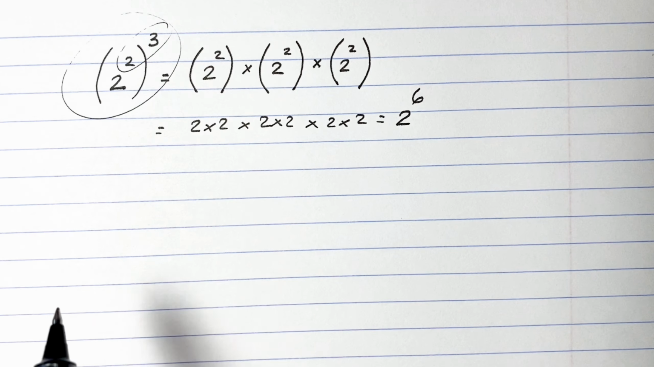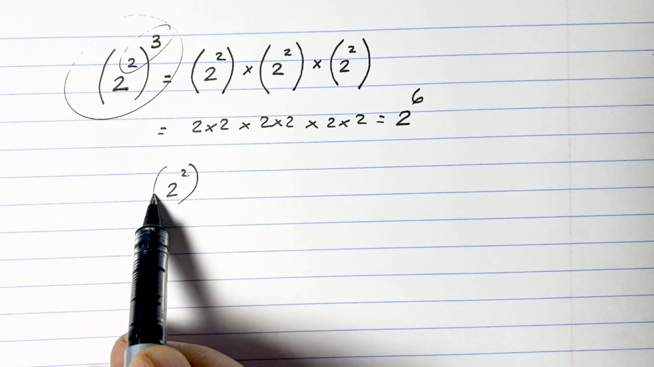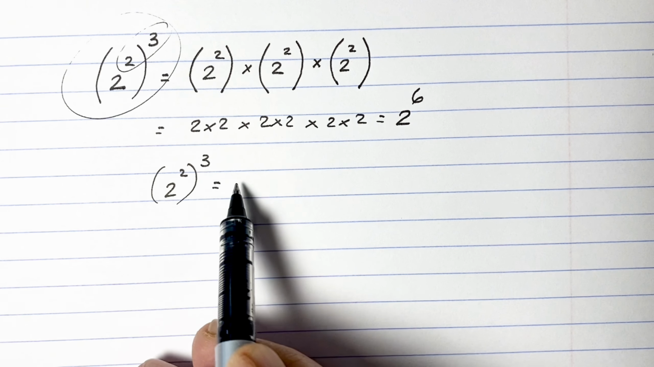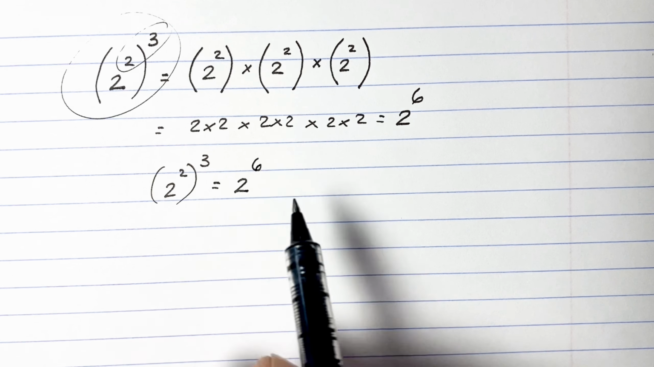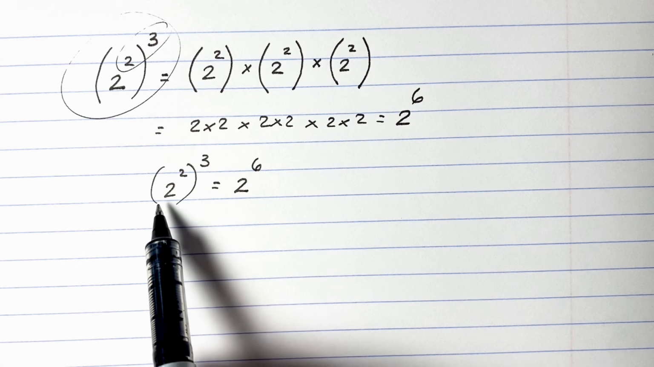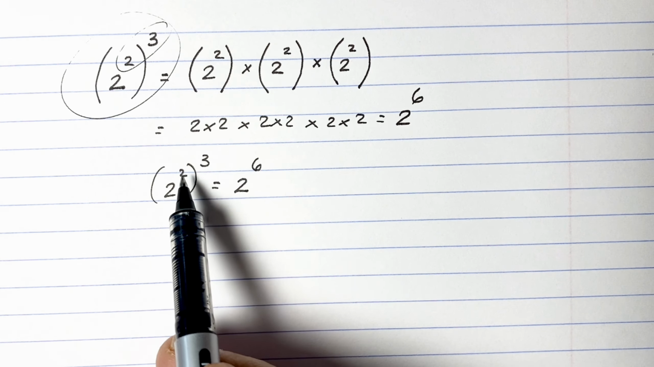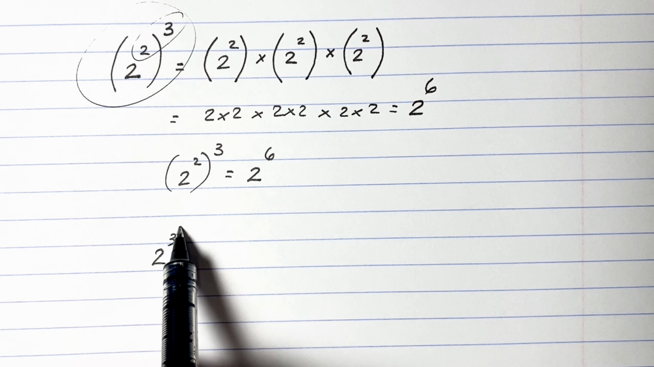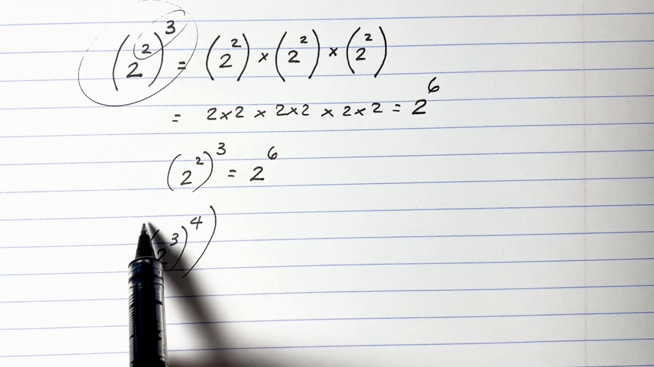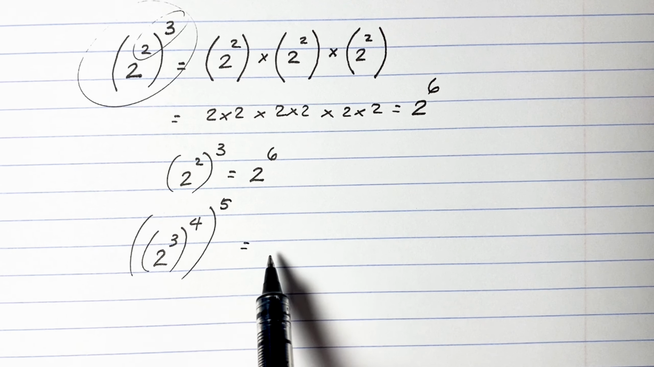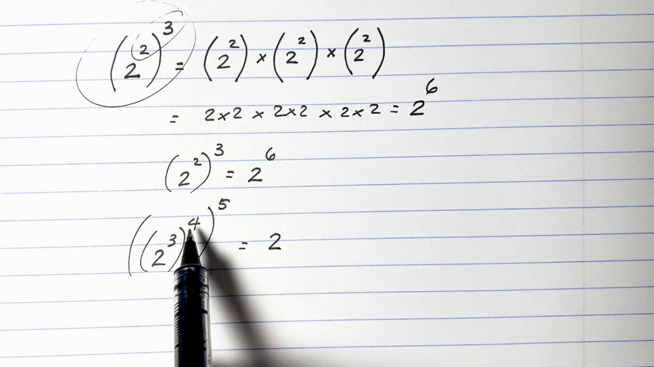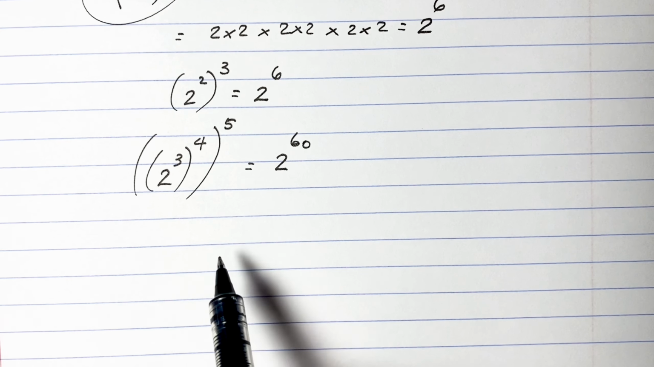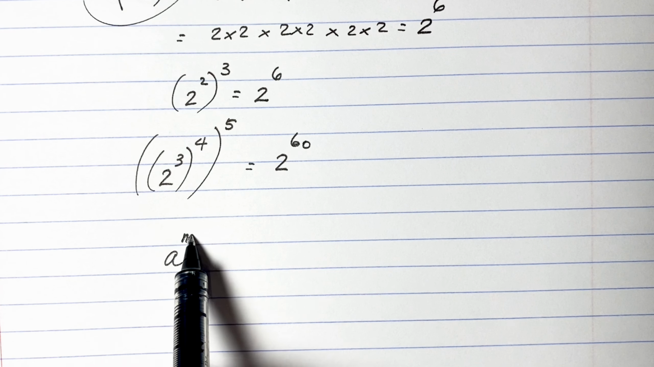Yes, multiply the powers. So 2 to the power of 2 to the power of 3. When your base has multiple powers, multiply the powers. So you've got, say, 2 to the power of 3, to the power of 4, to the power of 5. So you write the base, and you times 3, times 4, times 5. That's 60.